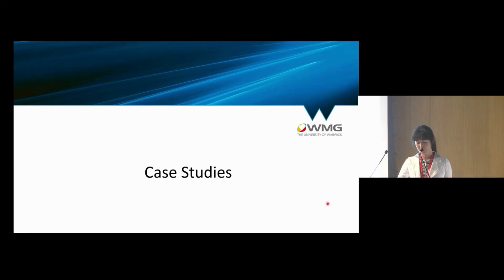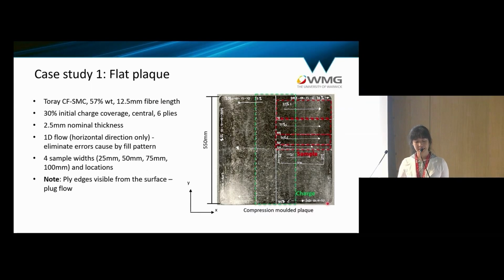So I'm now going to talk about how the CT scan can actually support our work with regards to the composite simulation. The first case study I'm presenting is a very simple flat plate geometry. And the way it's manufactured is we position the initial charge, which is indicated by the green box that's in the middle of the plug. And that introduces a 1D flow regime, because the material can only flow in one dimension. And that can introduce fiber alignment in only one direction.